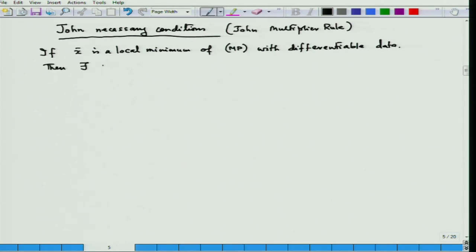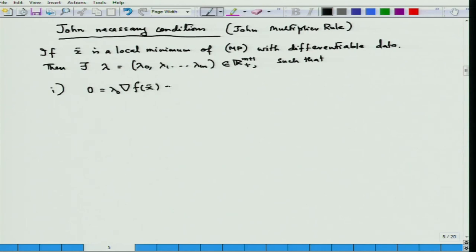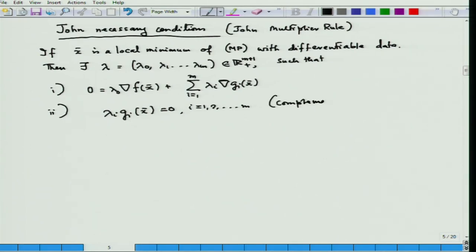Then there exists lambda such that... As I have explained to you on the board in the last class, this condition is called the complementary slackness condition, that both g i and lambda i cannot hold with strict inequalities at the same time. If one is strict, the other has to be 0.